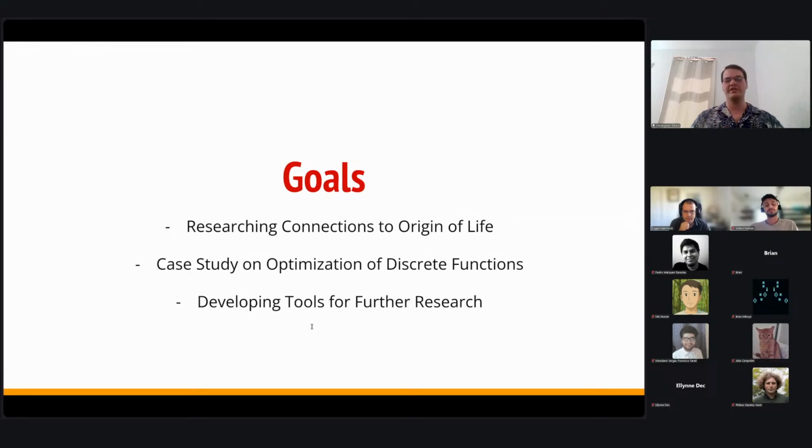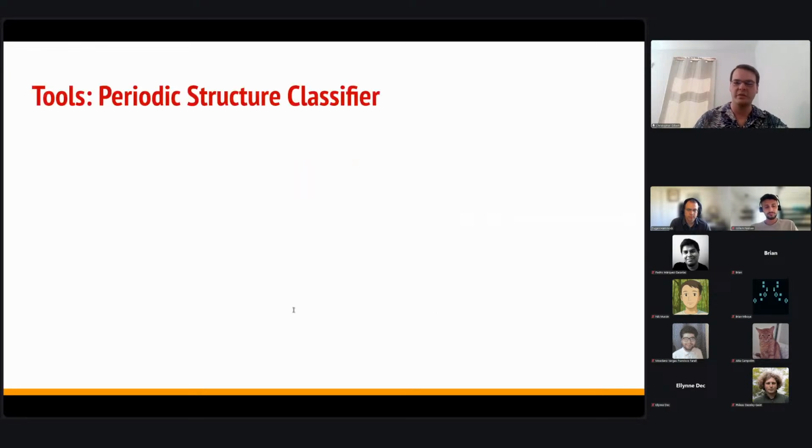But actually, most of my time working on this project was just in programming and developing new tools to efficiently do this research. I spent months working on a GPU accelerated brute force solver. I came up with classifying algorithms and a few other tools just to make it practical to quickly test a hypothesis. And that's actually what we'll be talking about first: a couple of these tools, starting with this periodic structure classifier.